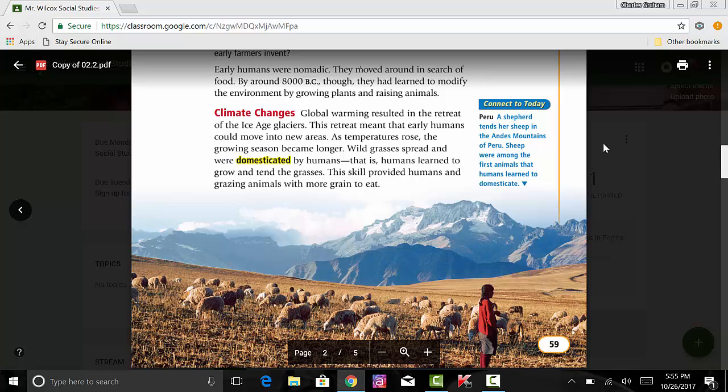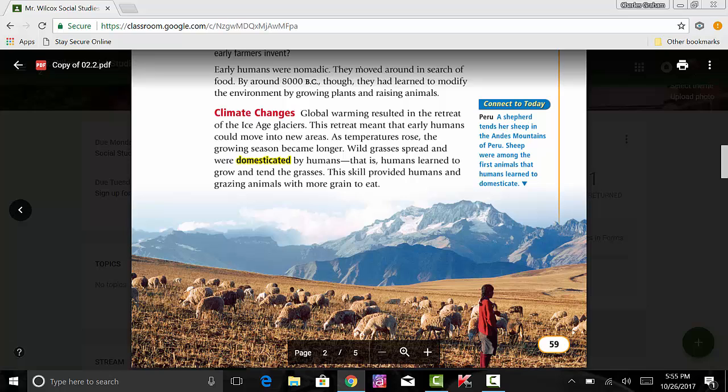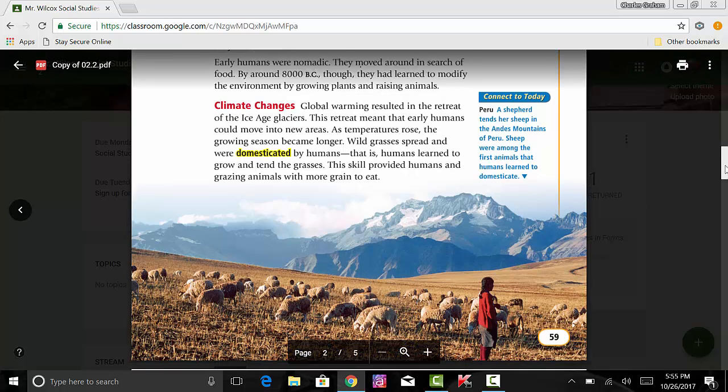And here's a good spot where you can connect to today. A shepherd tends her sheep in the Andes Mountains of Peru. Sheep were among the first animals that humans learned to domesticate. So you see these tall mountains, probably the snow rarely ever melts up on the top, because this, in the Andes, is upwards of more than 13,000 feet in elevation, if not more. And these grasses down here are where the sheep are grazing in order to survive.